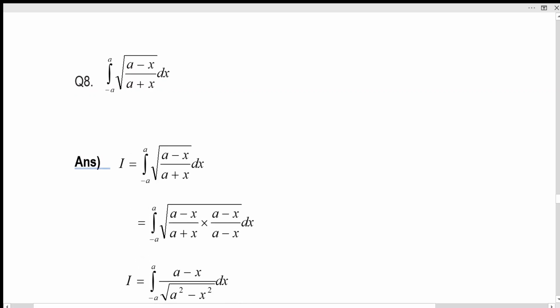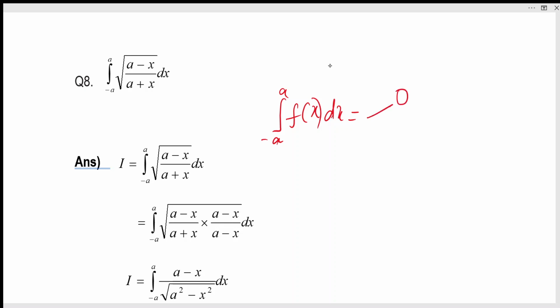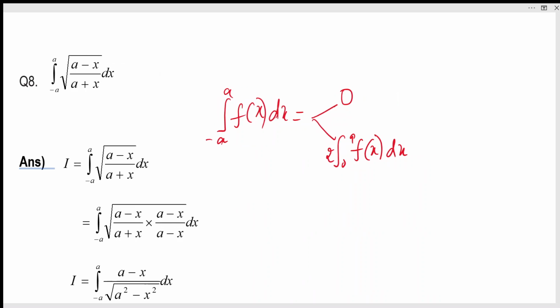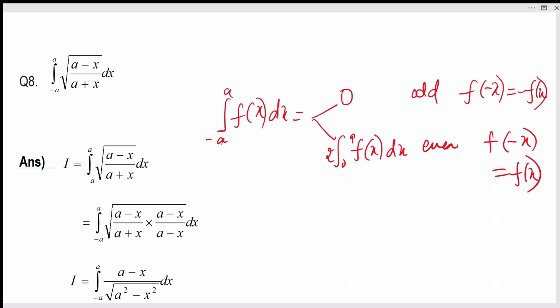Next question is integral from minus a to a of under root of a minus x upon a plus x. Now whenever there is a limit from minus a to a, you should know the property: integral from minus a to a of f x dx is either 0, or it will become 0 to a f of x dx twice. This will be 0 when it is an odd function. This will be twice of this when it is an even function. What is odd? Odd means f of minus x is equal to minus of f x. What is even means f of minus x is equal to f x. Now that you have to check.